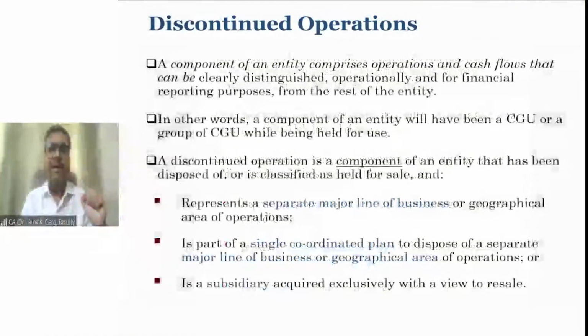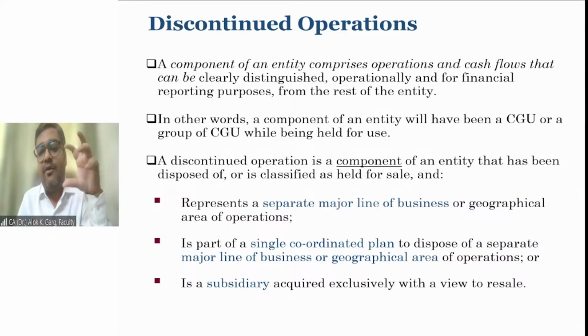Now, friends, when I started this standard, I showed you the objective slide. In the objective slide, I told you that this standard gives the accounting for assets held for sale and the presentation and disclosure requirements of discontinued operations. So this standard only gives the presentation and disclosure requirements of discontinued operations. What does it mean? This standard does not talk about the accounting of discontinued operations.